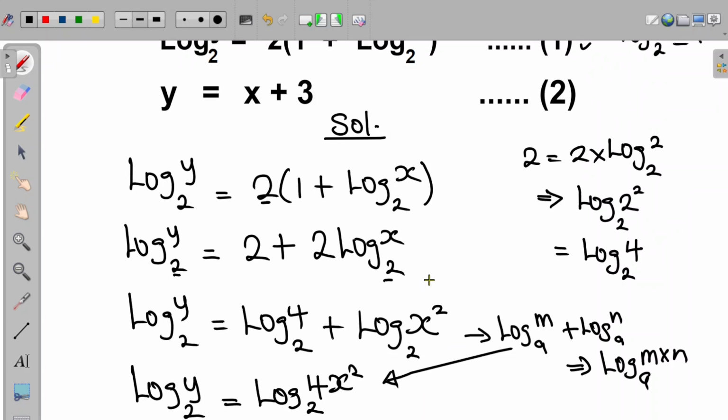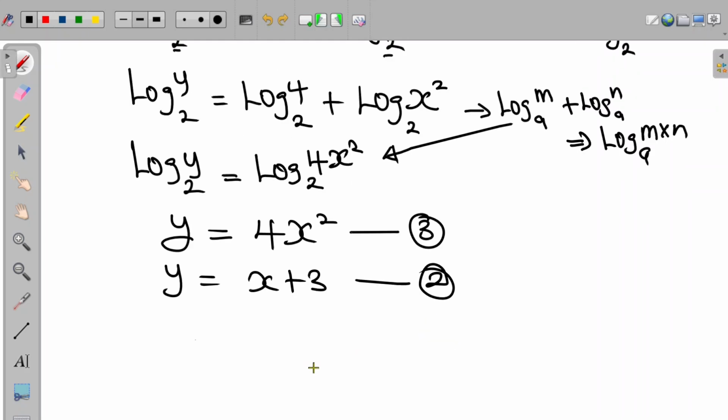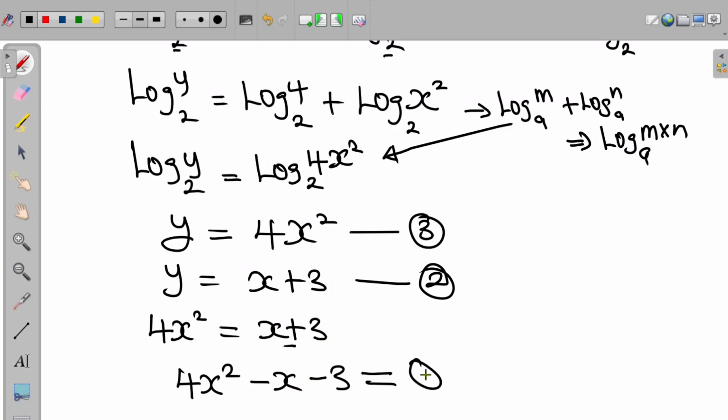Now, going back to our equation 2, it states that y is equal to x plus 3. So y is equal to x plus 3. This is our equation 2. Now, to obtain the value of x, we can equate equation 3 and 2. So we have that this is 4x squared equal to x plus 3. So this becomes 4x squared. If we move the expression here to the left-hand side, this becomes minus x minus 3 equal to 0.